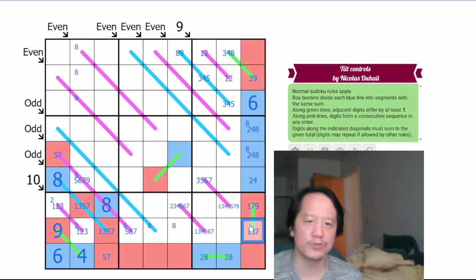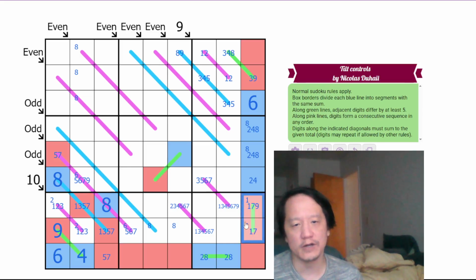Again, this can't be 3 here because that would force this to be 9 and eliminate all possibilities for that cell. So we know we have a 1 guaranteed here, which eliminates 1 in the rest of the box. So this can't be 1. So where is 1 in row 9? It has to be there.